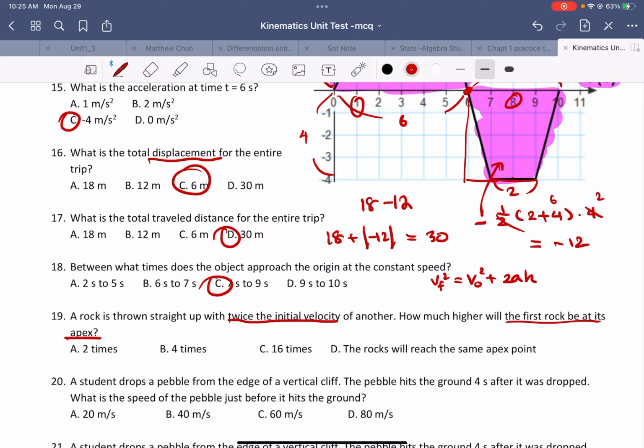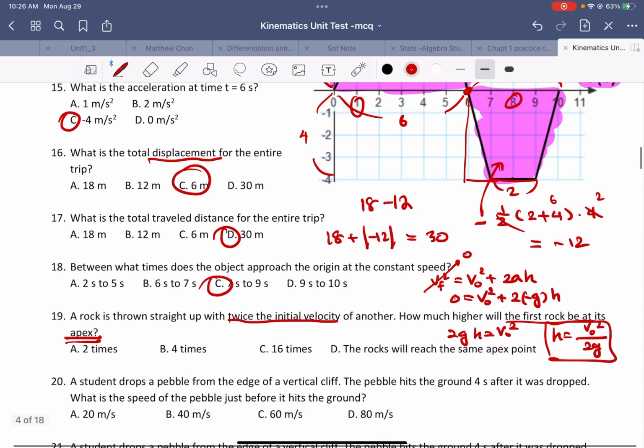When you throw with an initial velocity and it reaches the maximum height, which is the apex, then your velocity is 0. So 0 equals initial velocity squared plus 2 times gravity, which is a negative value, so negative g h. So 2gh equals velocity squared. You can say your height is velocity squared over 2g. That's the formula I derived.